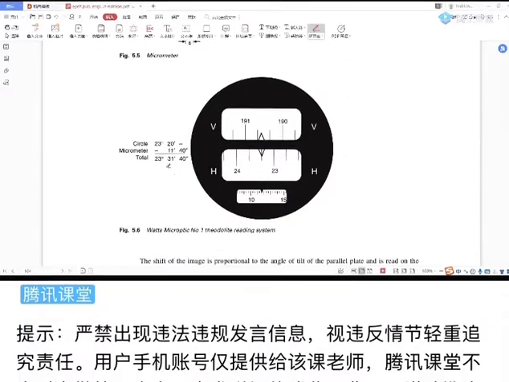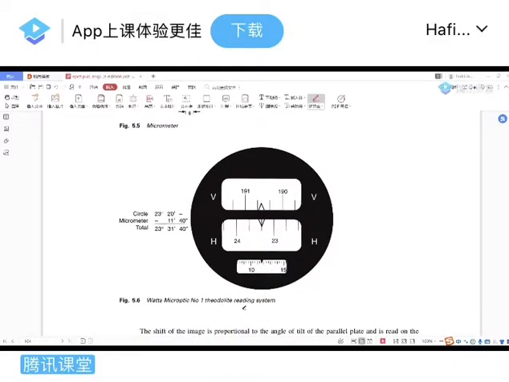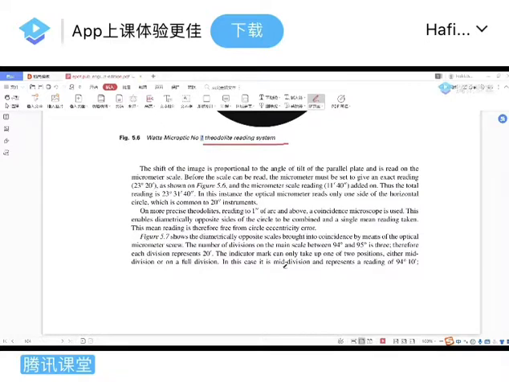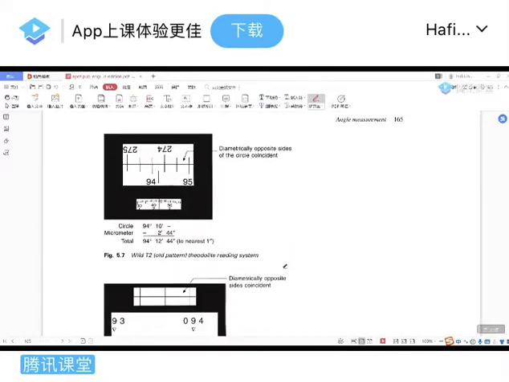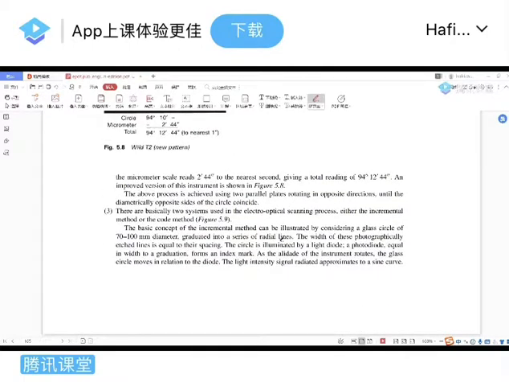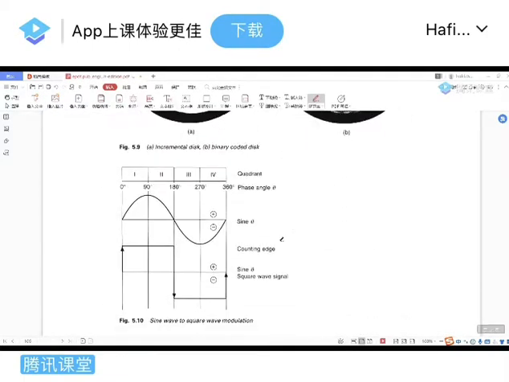Okay, so supposedly you also have the other reading system. You get all this kind of thing. Continue. This is the same, but different readings. Because we don't have a machine, it's hard to explain to you guys.